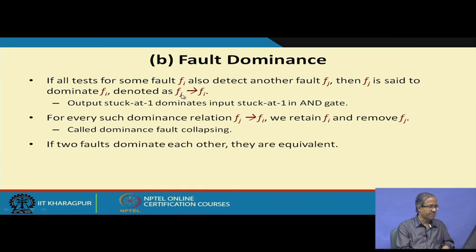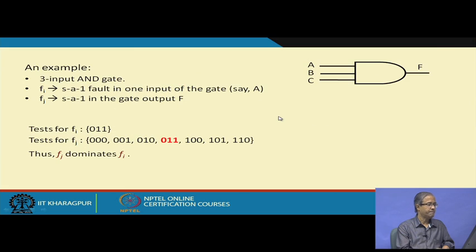Now, let us take an example. Like in an AND gate, the output stuck at 1 fault dominates input stuck at 1 fault. Let us see how. Take a 3 input AND gate. So, we define Fi as stuck at 1 fault in, let us say, line A, and Fj as stuck at 1 fault in F.